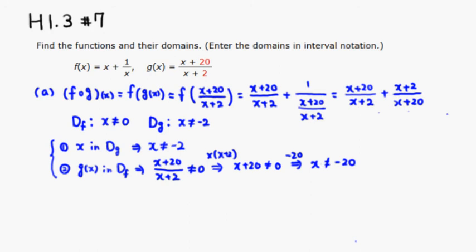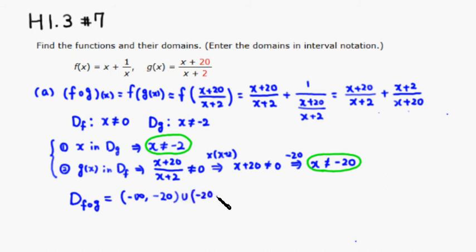So we have to combine these two conditions. Number one said that x cannot be equal to negative 2, and number two said that x cannot be equal to negative 20. So the domain of f of g is all real numbers except for negative 2 and negative 20. In interval notation, we go from negative infinity up to negative 20, but we skip negative 20, then go all the way to negative 2, then we skip negative 2.